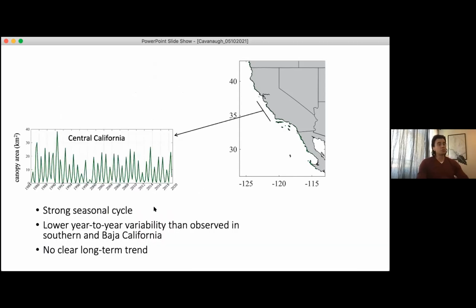Central California has a much stronger seasonal cycle, so kelp tends to get wiped out every winter with these big wave events, and then the waters are relatively cool and nutrient rich, a lot of upwelling here, and so kelp recovers during the spring. Less year-to-year variability than we've seen in Southern California, and again, no real clear long-term trend.